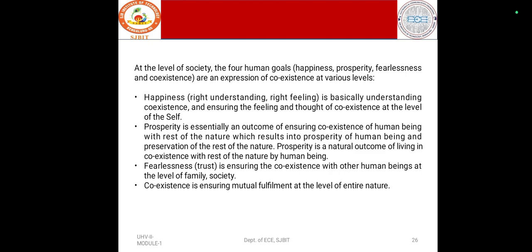Existence as units in space. Existence is whatever exists. The essence of whatever exists is harmony or mutual fulfillment. Essence of whatever is, or whatever is to be, is in harmony or mutual fulfillment. That is how the existence is.